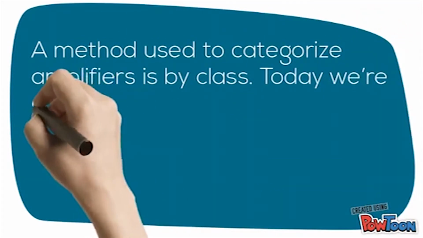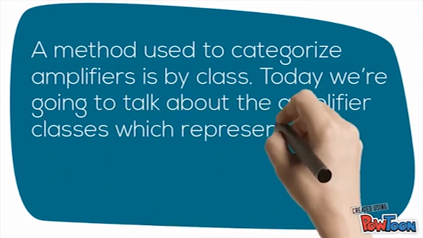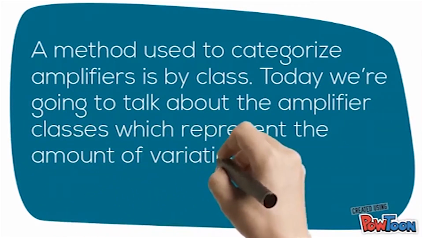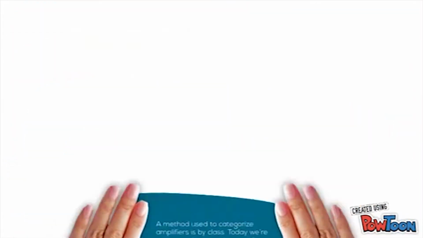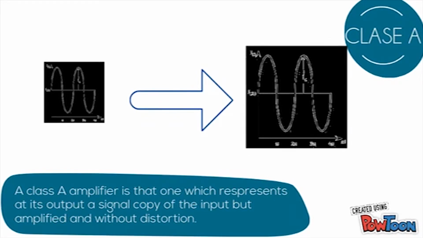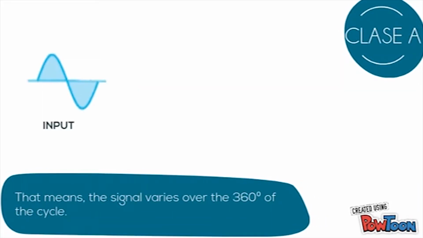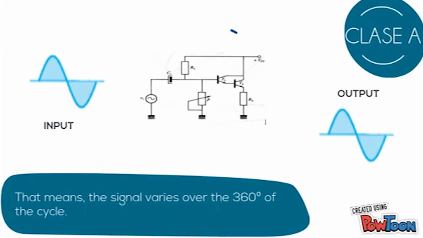Today we're going to talk about the amplifier classes, which represent the amount of variation of the output signal in an operating cycle. A class A amplifier is one which presents at its output a copy of the input signal, but amplified and without distortion. That means the signal varies over the 360 degrees of the cycle.